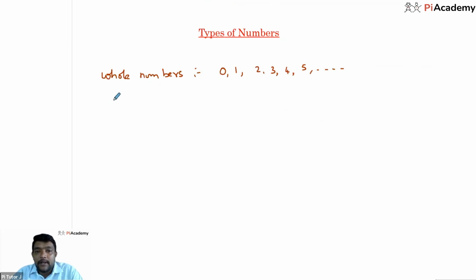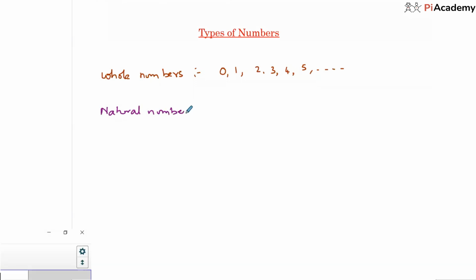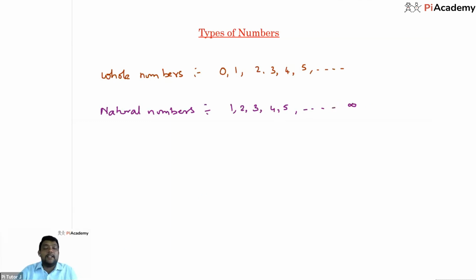Okay. And then we have natural numbers. What are natural numbers? The natural numbers are those numbers that start from 1. Positive and going to infinity? Yes, from 1. You don't add the negative numbers, but it is from 1. All the positive numbers, excluding 0. So those are natural numbers.